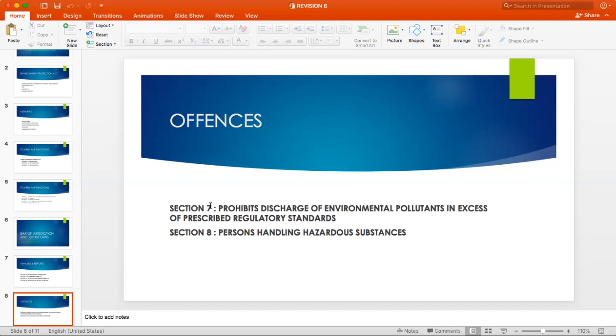It is the power of the central government, which they exercise, that they issue prescribed measures and standards, the ways in which the people handling these hazardous substances have to take care. They have to handle these hazardous substances and carry out their activities in accordance with the procedure that has been established, and follow all the standards prescribed by the government. If they don't do so, it amounts to an offense.